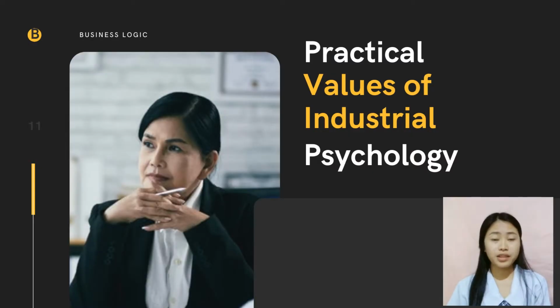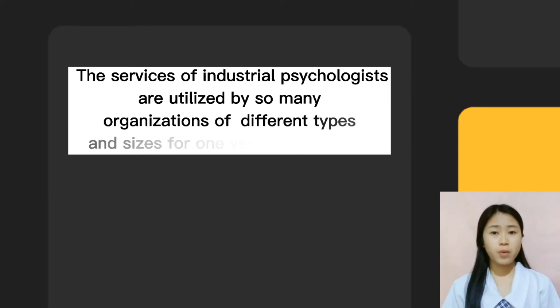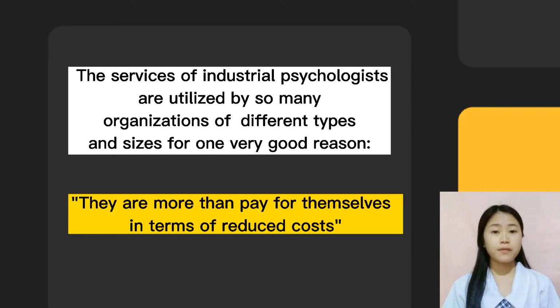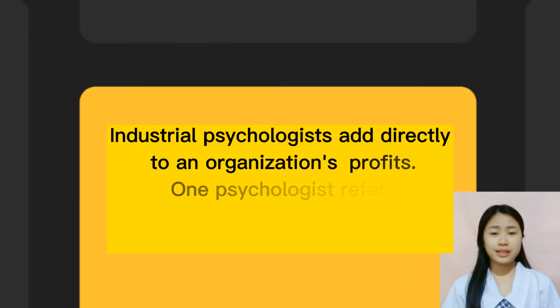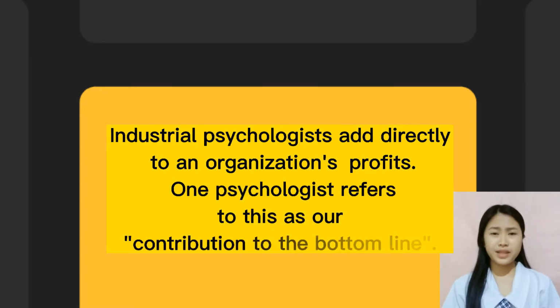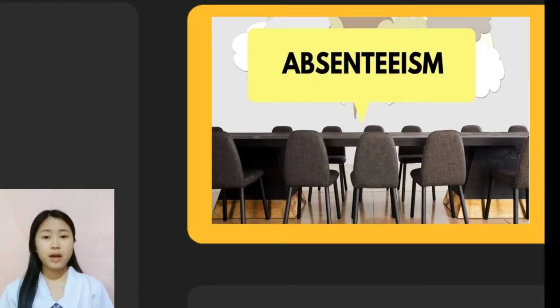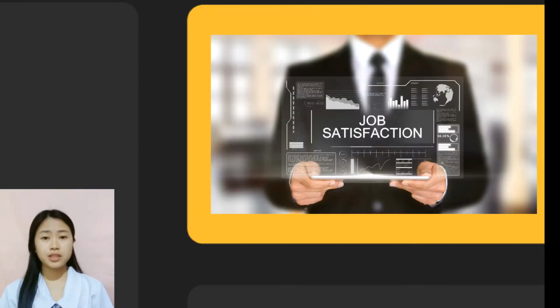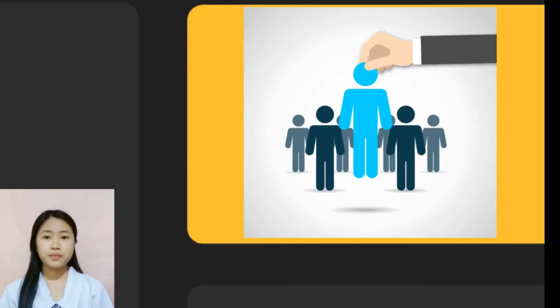Let us now find out what are the practical values of industrial psychology. The services of industrial psychologists are utilized by so many organizations of different types and sizes for one very good reason: they more than pay for themselves in terms of reduced costs. Industrial psychologists add directly to an organization's profits. One psychologist refers to this as our contribution to the bottom line. He discusses examples in four areas: absenteeism, turnover, job satisfaction, and personnel selection.